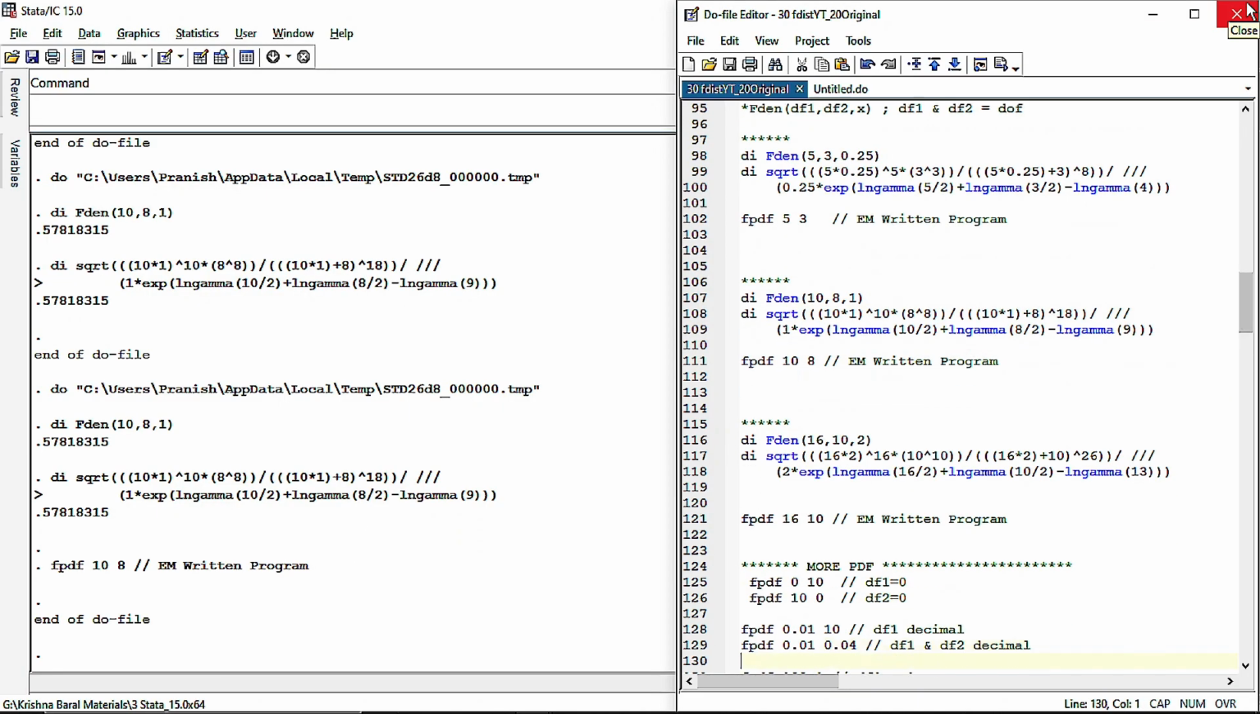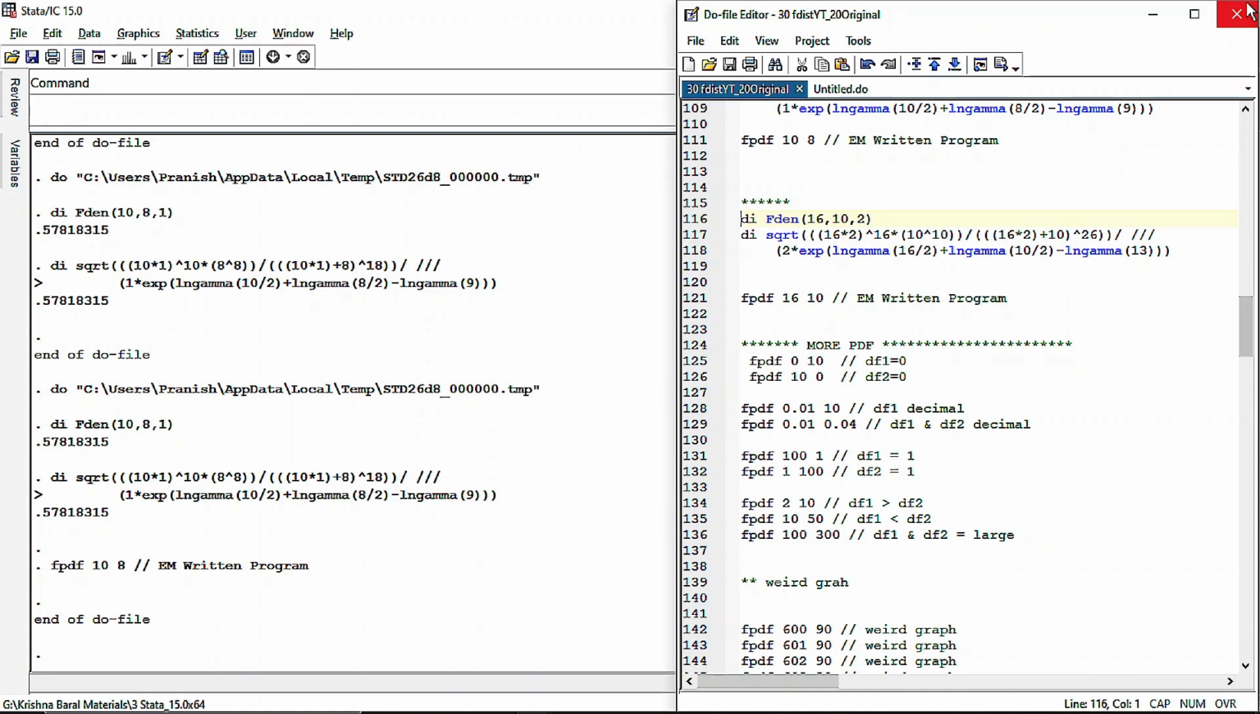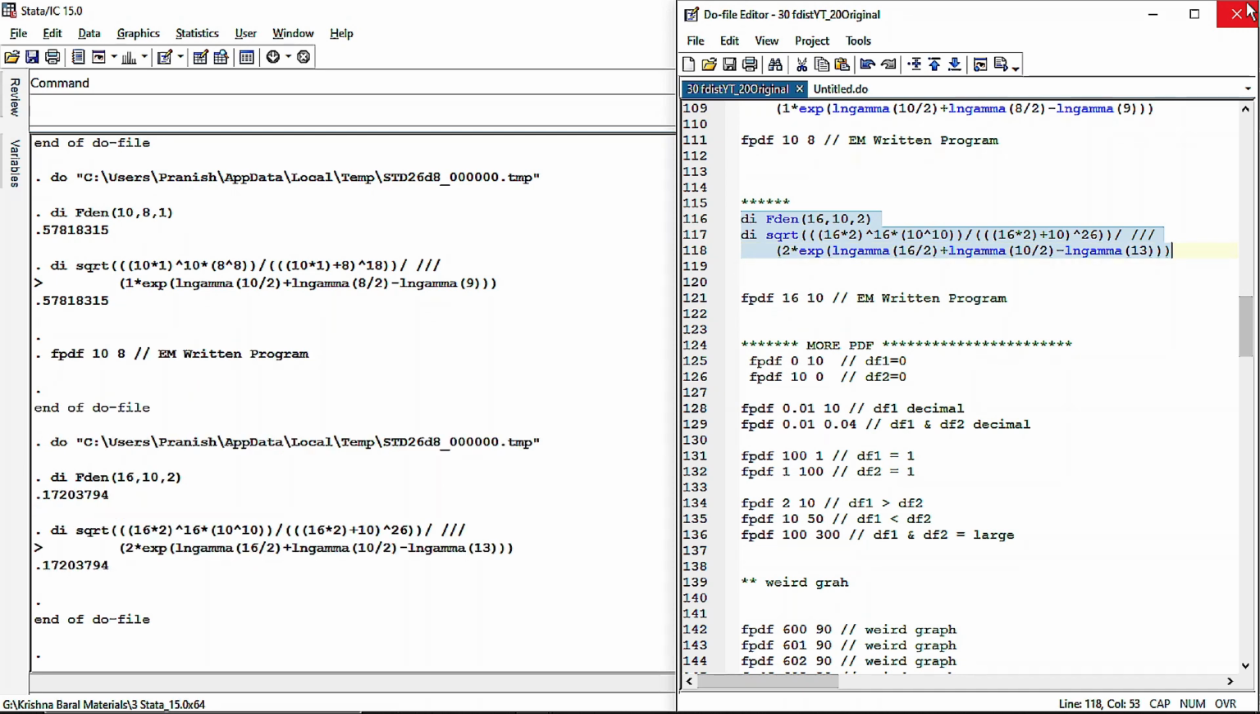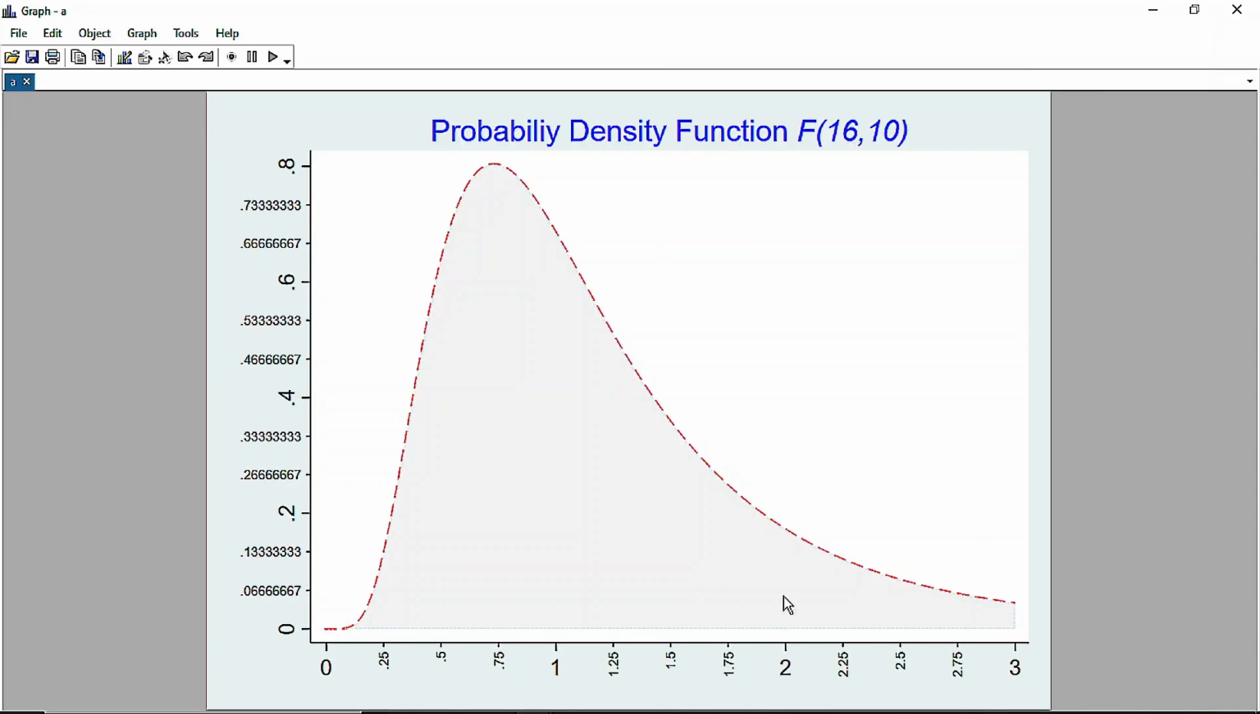Now let us see another example when the degrees of freedom are 16 and 10 respectively, and the value of x is 2. So the probability of getting x to be 2 is 17%, and let us see it with the help of our graph as well. So it is 2 somewhere over here, and it is 16%.